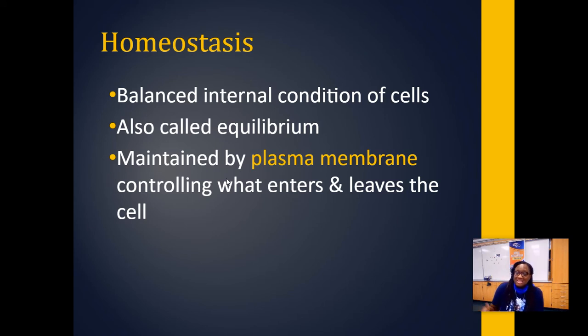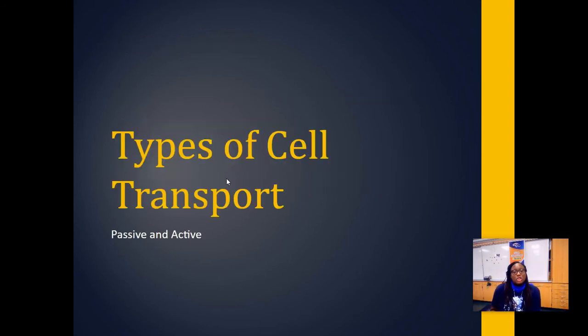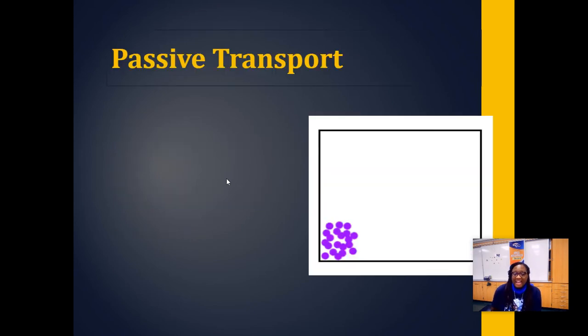So they're able to dictate we need more oxygen within the cell. Let's get rid of that carbon dioxide. We need more water within the cell. We need more salts. We need more amino acids to maintain the homeostasis. And the plasma membrane is able to dictate, let more of those things in or take some of those things out. So there are two different types of transport, passive transport and active transport.